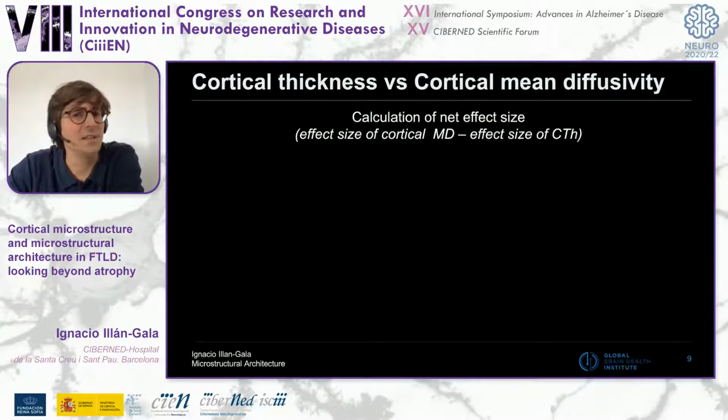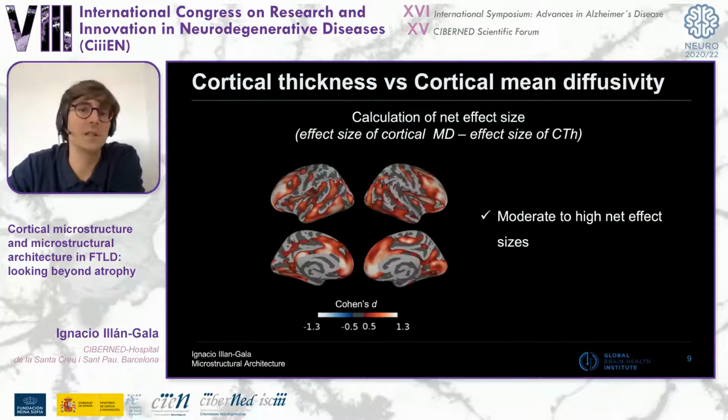To investigate this, we computed the net effect size, obtained by subtracting the effect size of cortical thickness from the effect size of cortical mean diffusivity. We found moderate to high effect sizes favoring cortical mean diffusivity over cortical thickness in frontotemporal regions. Here we see the representation of the net effect size.